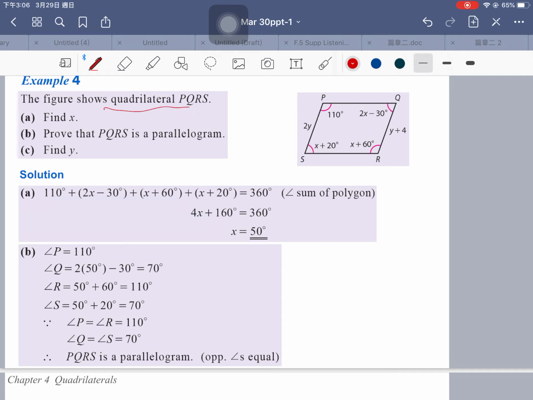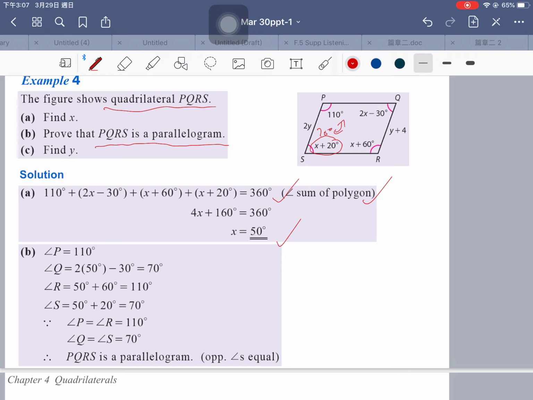First, this is only a quadrilateral. You don't know whether it is a parallelogram or not. It asks you to find out x. You know that all the angles add up together equals 360, angle sum of polygon. Therefore, you find out x equals 50 degrees. And part B asks you to prove that it is a parallelogram. So you put the x here, 50 degrees, therefore it is 70 degrees. These two adding up together is 180 degrees. This is parallel.